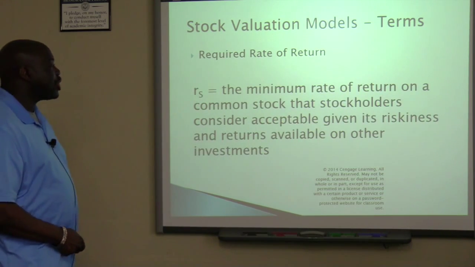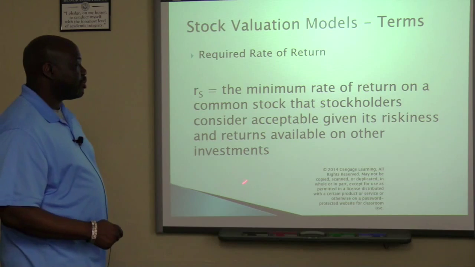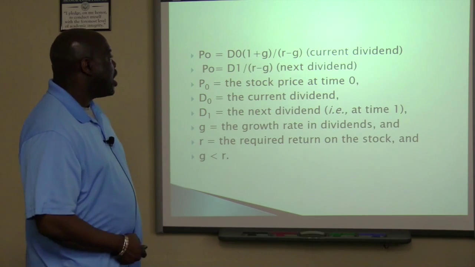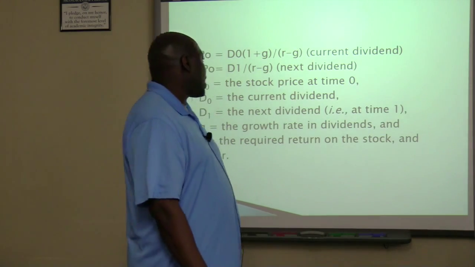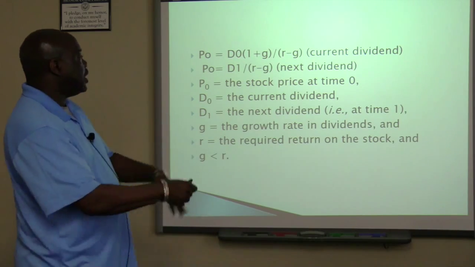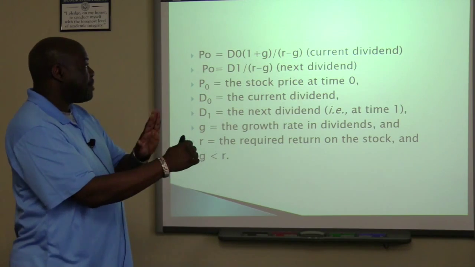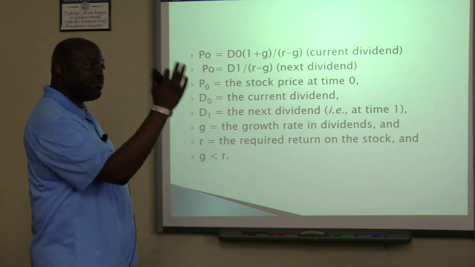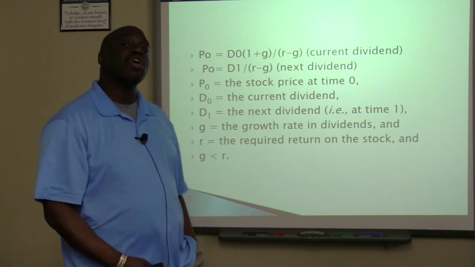You have the required rate of return. This is the minimum rate of return on a common stock that the stockholders consider acceptable given its riskiness and returns available on other investments. These are the formulas that you will be using while evaluating stock. We have the current dividend formula, which is the current dividend D0 times (1 plus growth) divided by the rate of return minus growth. Then we have the next dividend formula, which is the dividend D1 divided by the rate of return minus growth. This is very, very important.